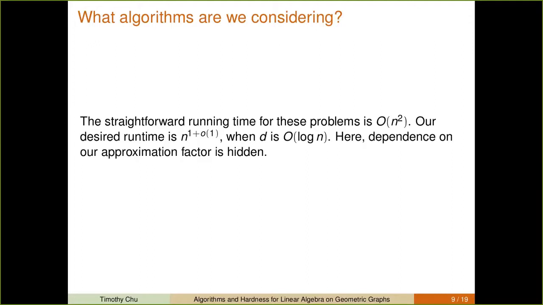And of course, there is going to be some dependence on the approximation factor, like we're only solving our 3 problems up to an approximate factor, but we're going to omit that approximation factor during this talk. And if you're really interested in that, you can see the rest of our paper.